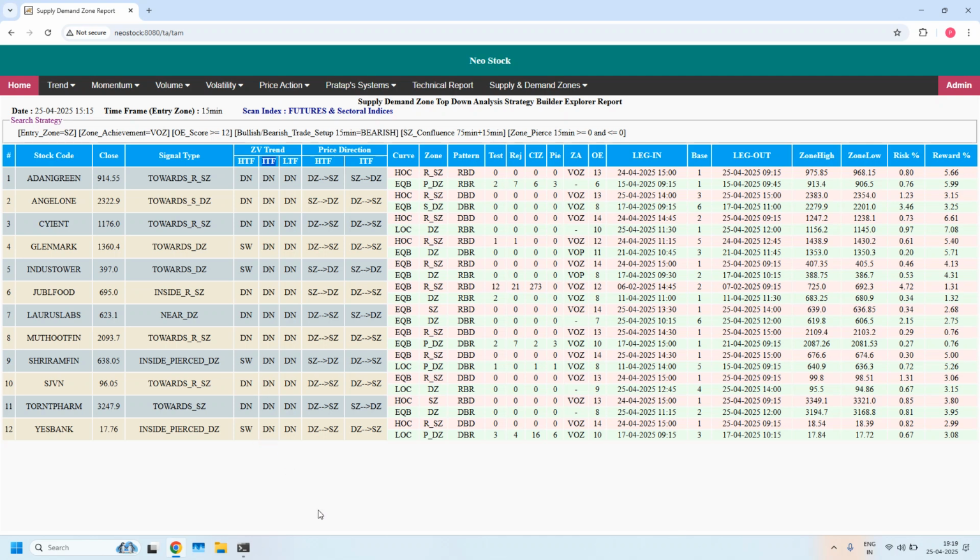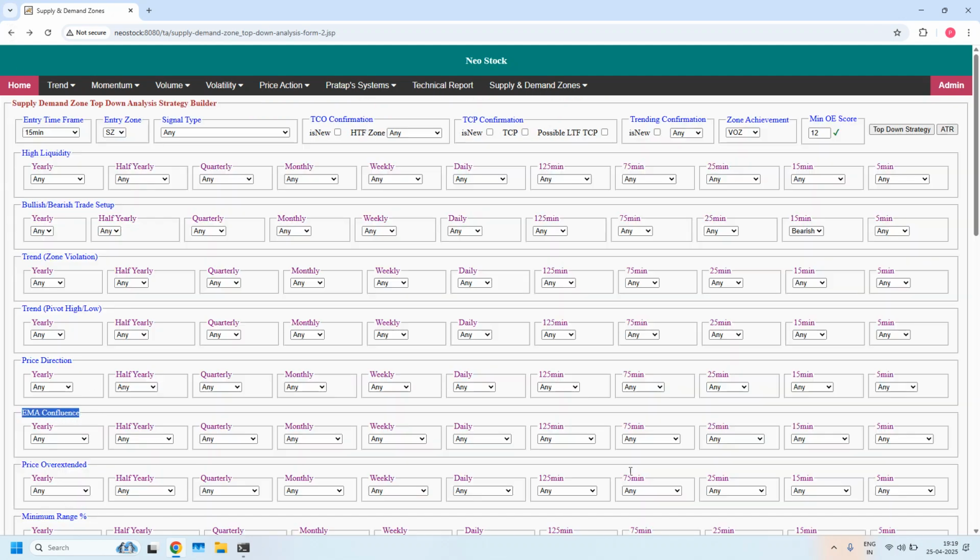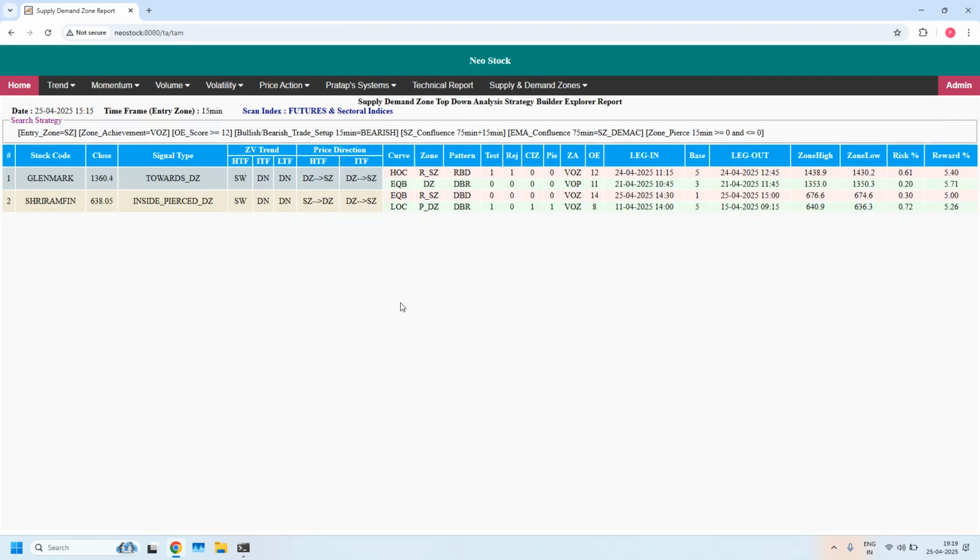So that is the reason why if any of the 75 minute supply zones are having daily EMA confluence, then the overlapped 15 minute supply zone might be having even more high probability to get success. So let's filter. Going back in the EMA confluence at 75 minutes time frame, I am setting 75 minute supply zone having daily EMA confluence. Let us check this. And also 75 minutes trend is downtrend. And these 15 minute supply zones are overlapped with 75 minute supply zone. So with this we got 2 stocks.